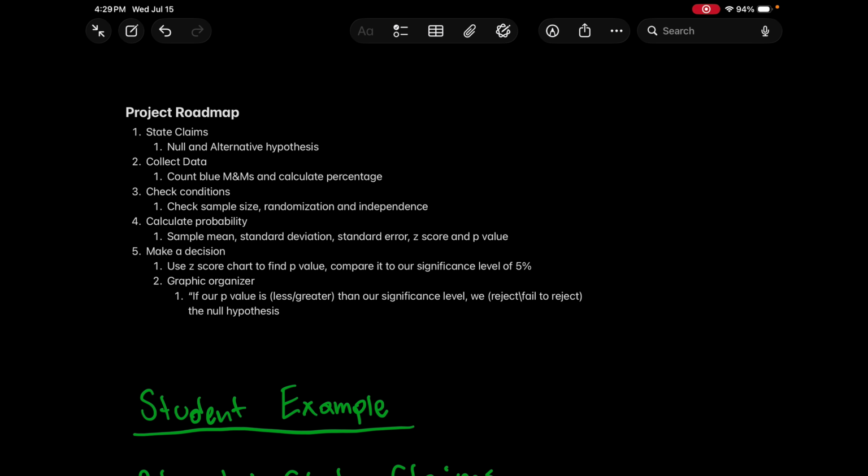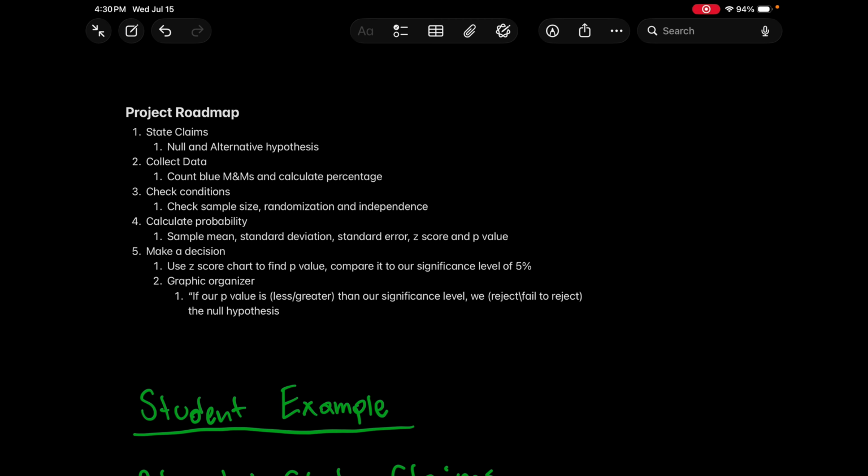Sorry, I skipped a step here. So part 3, we're checking our conditions, whether our test is biased or not, and whether it meets our different criteria. So we want to check our sample size, see that that's large enough. We want to check for randomization to make sure that we're drawing randomly here. There's no bias. And we also want to make sure that our samples are independent. So one sample doesn't affect the probability of another sample.